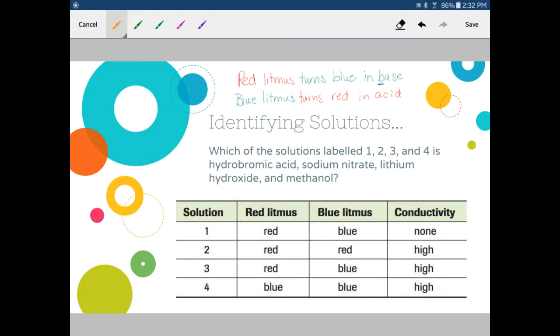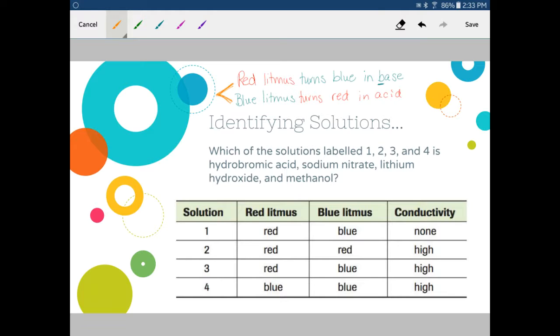Now, generally when we test with litmus paper, I should test with both my red and my blue litmus paper, because if red litmus paper stays red and blue litmus paper stays blue, then we have a neutral substance. We do not have a substance that's going to be either acidic or basic. So I want to be able to test with both. I should always test with both when I'm looking for a solution.